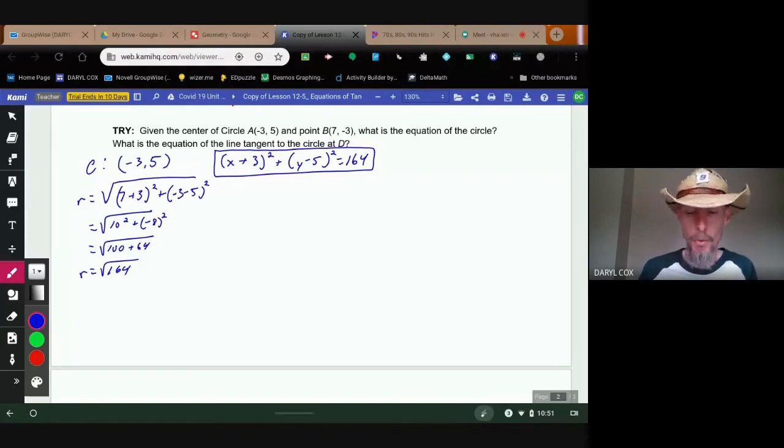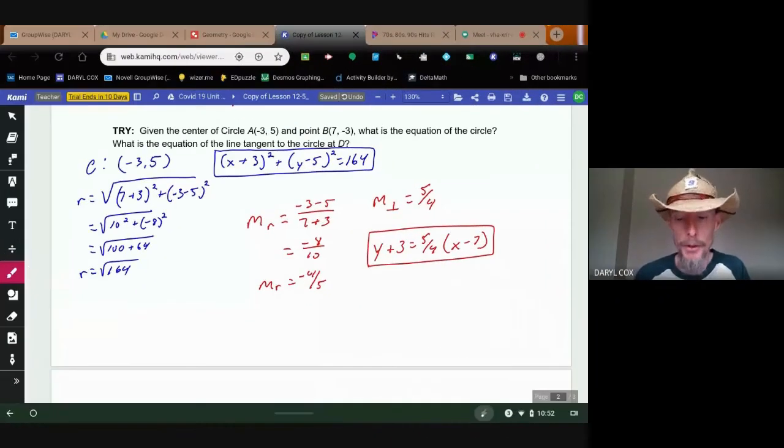Part two, what is the equation of the line tangent at point, oh, I should say point B. So change that, at point B. Okay, go for it, step by step. Okay, so it took you through that.